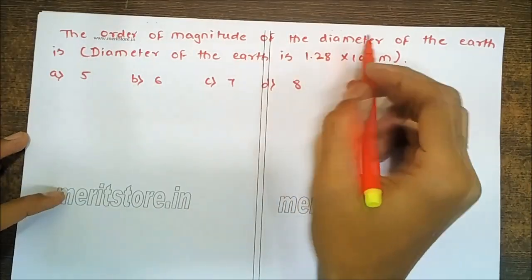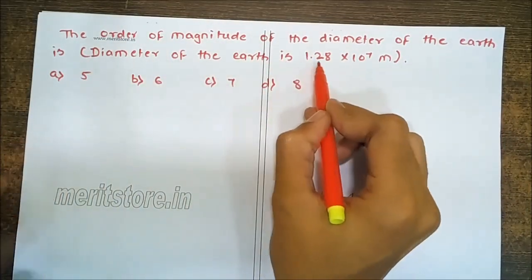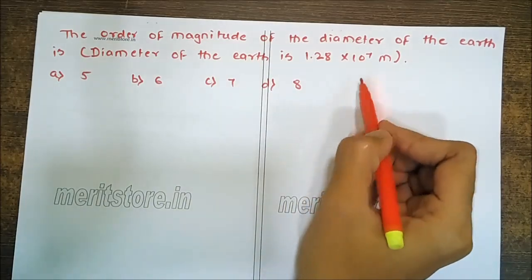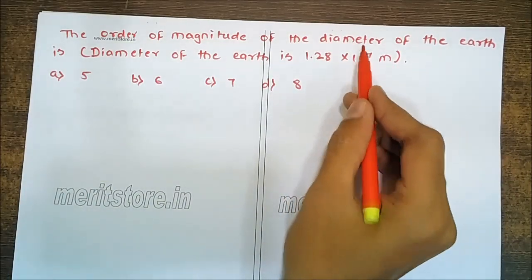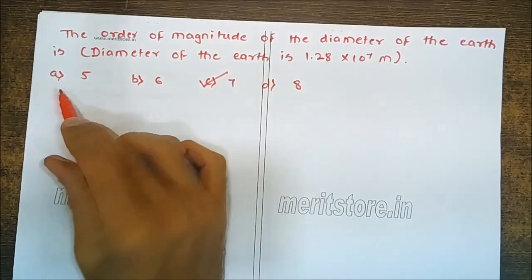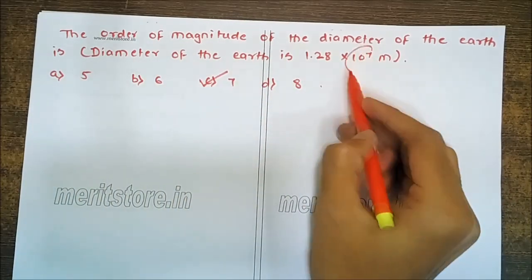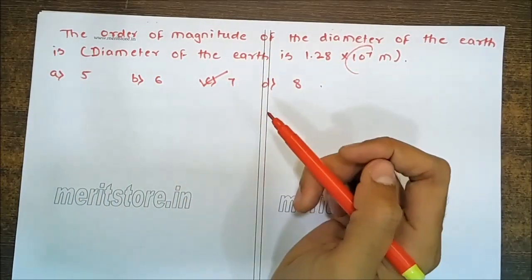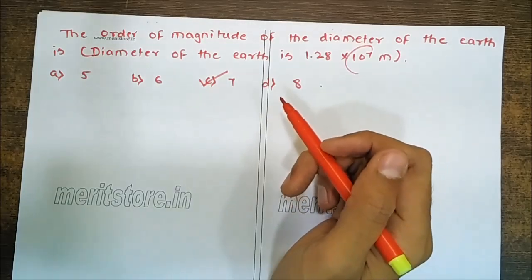The order of magnitude of the diameter of Earth is 1.28 into 10 raised to 7 meters. So the order of magnitude is 7. So C is the correct option. You have the options 5, 6, 7, 8. The order of magnitude is given by the power of 10, which is 7. So we have 7 as the correct option.